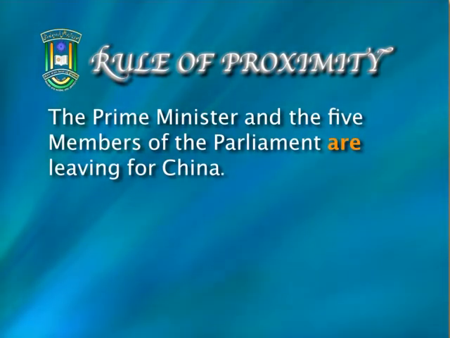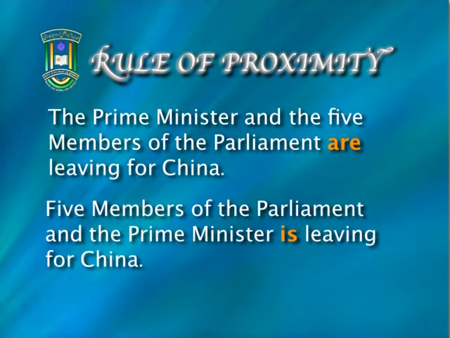Now study the second sentence. Five members of the Parliament and the Prime Minister is leaving for China. In the second sentence, the word order has been reversed. Now it is the singular subject, the Prime Minister, which is closer to the verb, and therefore the verb is no longer are but is.